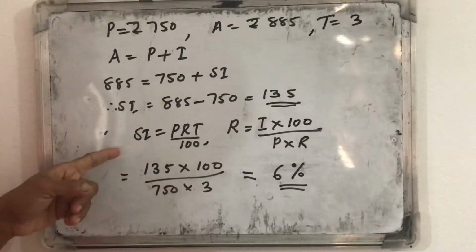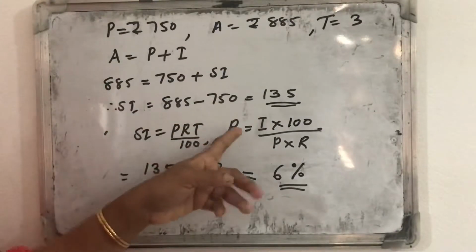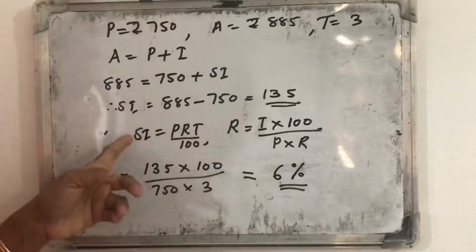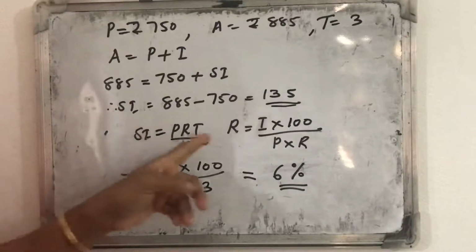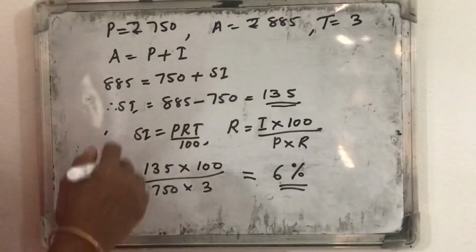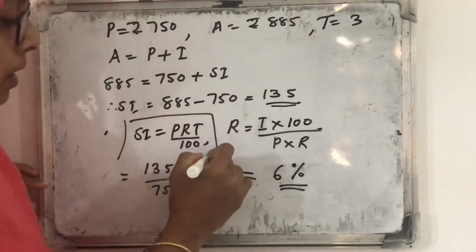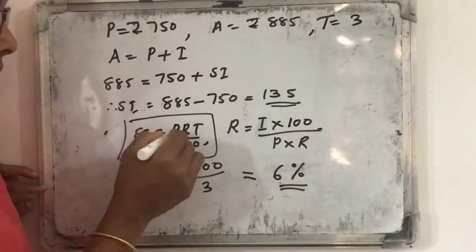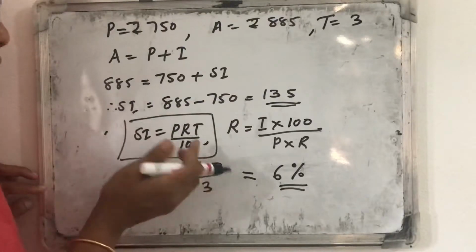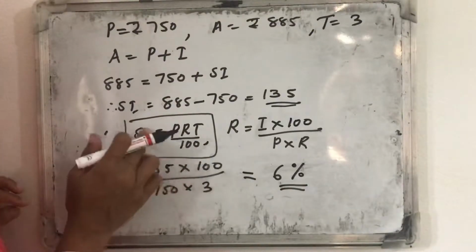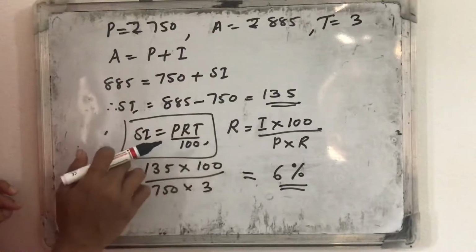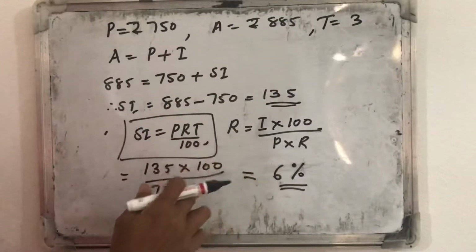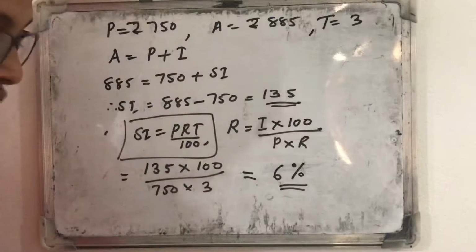So you know one equation for R itself, that we also learned: R is equal to, we form it from this equation. If you study this equation, then all the other equations we can form from this. From this, R is equal to all the other terms transposed to here: simple interest into 100 divided by P into T. So from that we can substitute, and then we will get 6%.